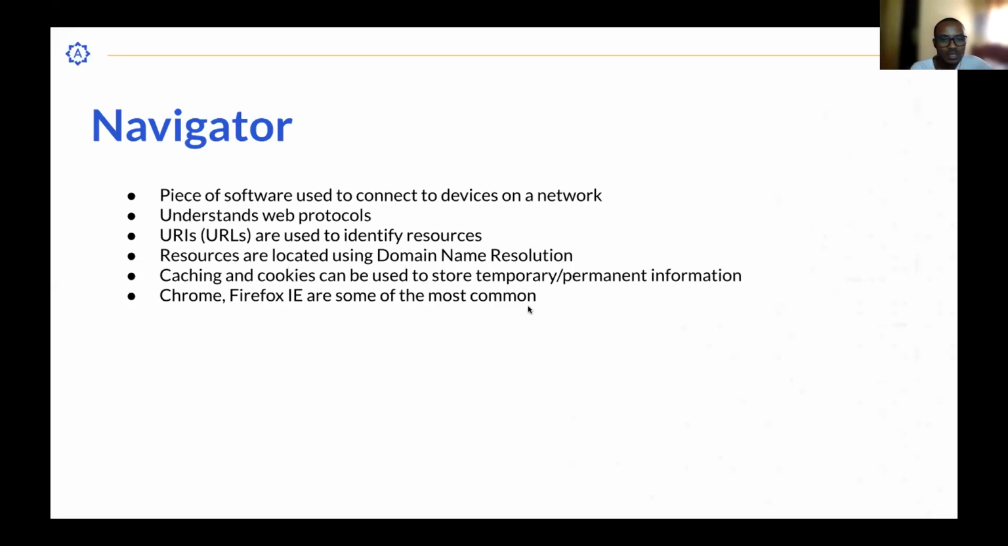So maybe the confusing part was the end. I should have probably said caching technologies like cookies. Yeah, I think that should have been it. If I had written that caching technologies like cookies can be used to store permanent and temporary information, I think that could have been a lot clearer.